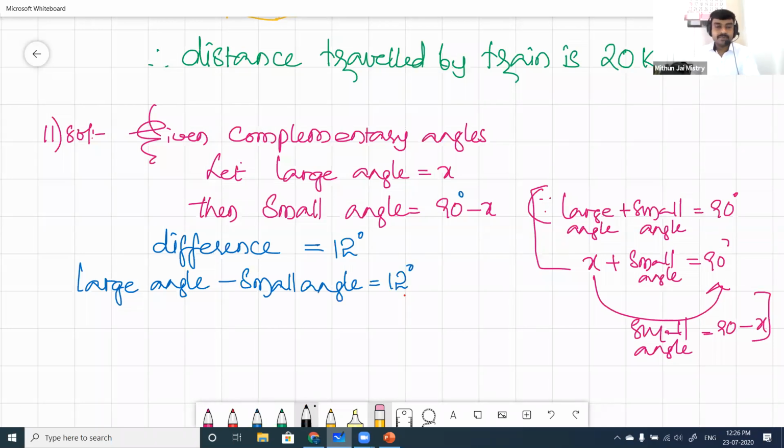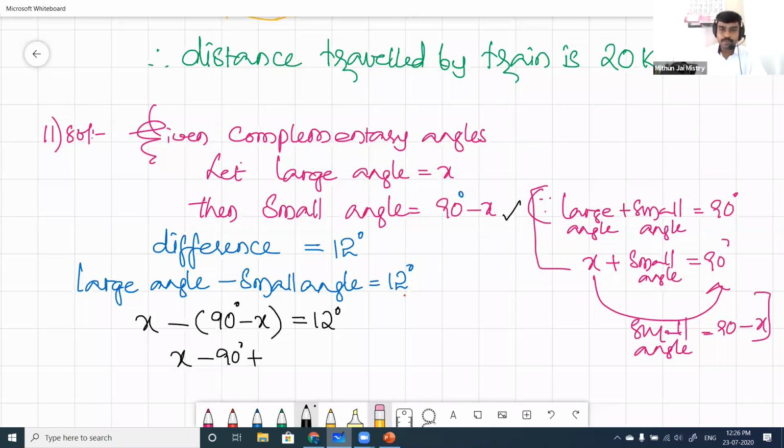Now please substitute. Large angle is X. So in the place of large angle, just write X minus. Small angle is 90 minus X, but it is having two terms, so we need to take a bracket. X minus (90 minus X) is equal to 12 degrees. Now remove the bracket. You need to take minus inside and you'll get X minus 90. Then minus into minus, you'll get plus X is equal to 12 degrees.